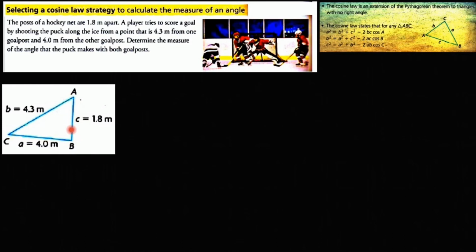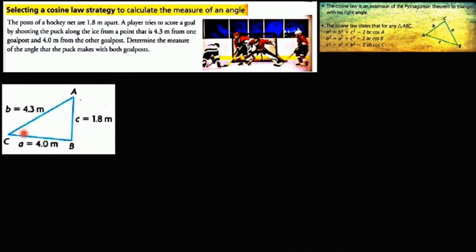This is CAB. The goalposts are 1.8 meters apart for a hockey net. This is 4.3 meters from one goalpost, and this is 4.0 meters from another goalpost. So this C is 1.8, and this B, lowercase, is 4.3. So we know three side lengths. The question asks us to find this angle C, the angle that the puck makes with both goalposts.